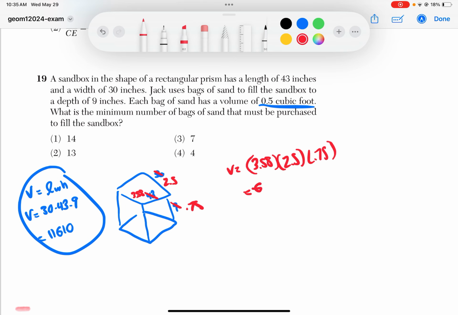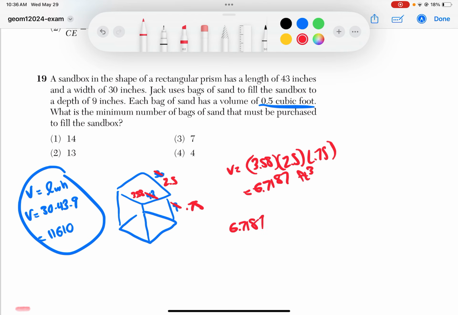You're going to get 6.7187-ish cubic feet. And now every bag of sand that I'm going to purchase is going to fill half of a cubic foot. So if I take this, how many sandbags am I going to need to fill the sandbox?